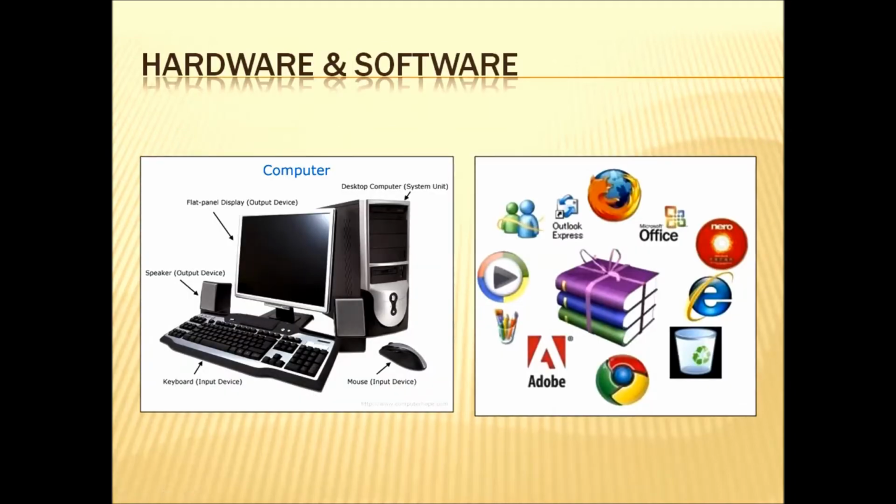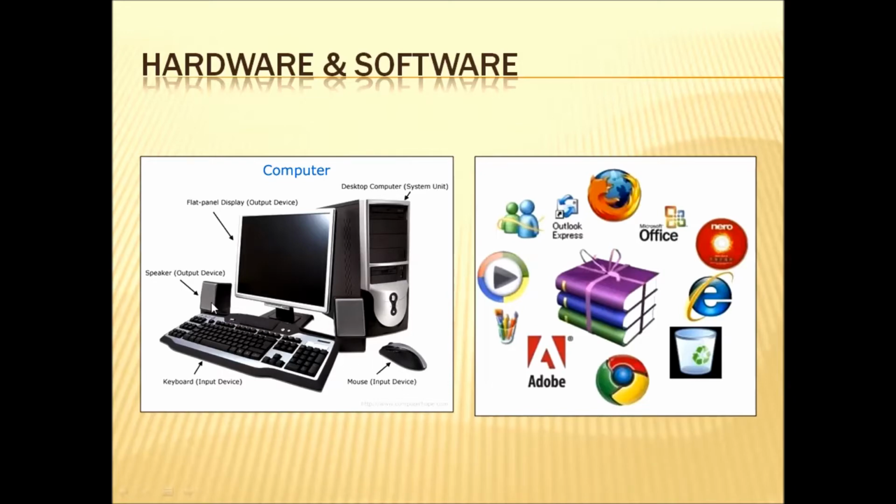See, children, now you are seeing the picture of hardware and software. This is the picture of hardware and this is the picture of software. There are hardwares like monitor, CPU, speakers, then keyboard and mouse. This hardware includes both input device and output device.